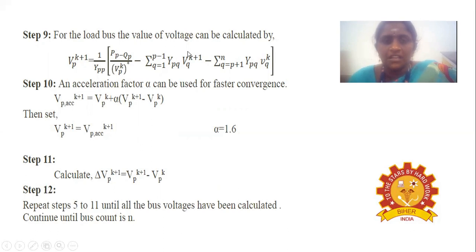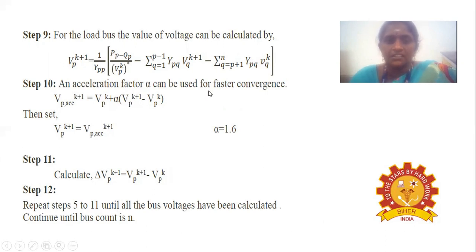For a load bus, only real and reactive power is given. So you have to calculate the phase angle and magnitude of voltage. Magnitude of voltage and phase angle we can easily find out using these expressions. After that, if an acceleration factor is given, then we have to use it for faster convergence. Then calculate the change in the voltage, delta Vp(k+1) equals Vp(k+1) minus Vp(k). Okay. Repeat the steps until all the bus voltages have been calculated, and continue until the bus count is n.